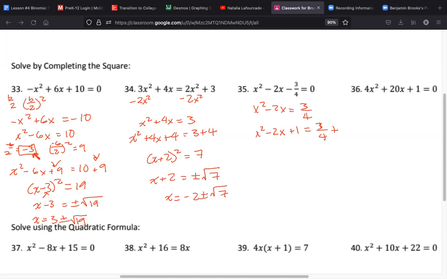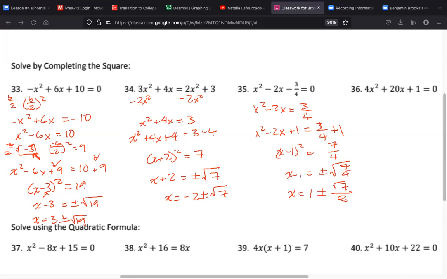So 3/4 plus 1 on both sides, you end up with, let's see, x minus 1 squared equals, it'll be 4 over 4, so 7/4. And then you end up with x minus 1 is equal to plus or minus the square root of 7/4, which really is x equals 1 plus or minus the square root of 7 over 2. Square root of 4 is 2.